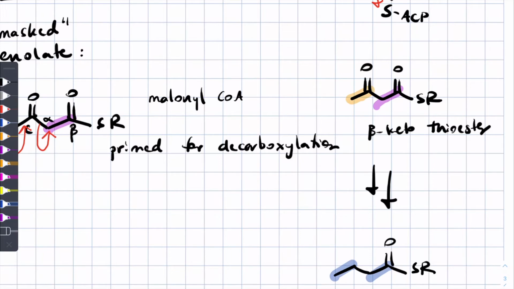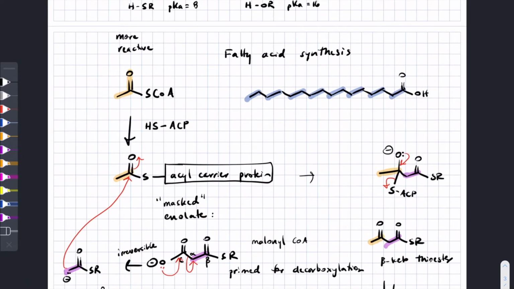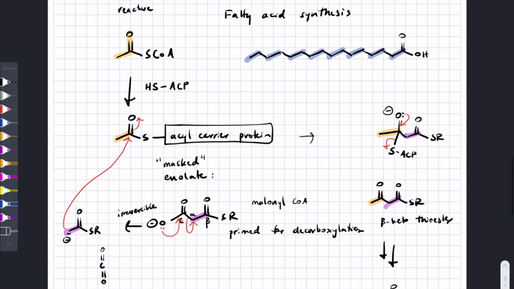Talk about rewriting out onto that ACP. Are we replacing the CoA group with ACP, or are we just doing an enolate attack? Ultimately, let's see. This group would need to get loaded onto the acyl carrier protein so that another equivalent of malonyl-CoA can come in and attack.